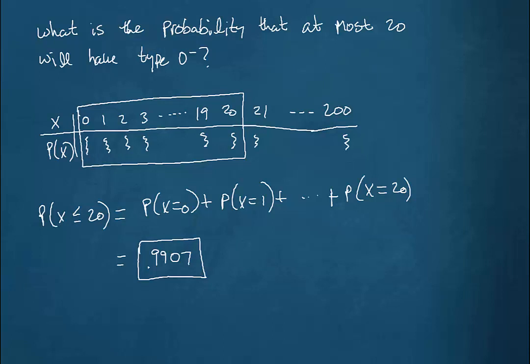In other words, these probabilities should be much greater than the ones that appear farther down into the table. These probabilities should be very low because it should be very unlikely that we have a large number of type O negative blood donors when only 6% of the population have type O negative. So this probability being very close to 1 does make sense.